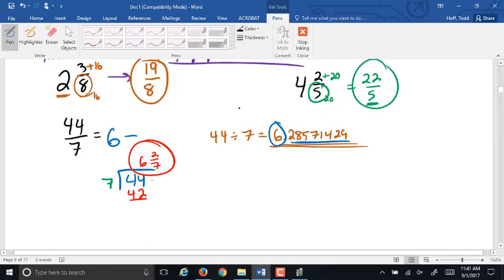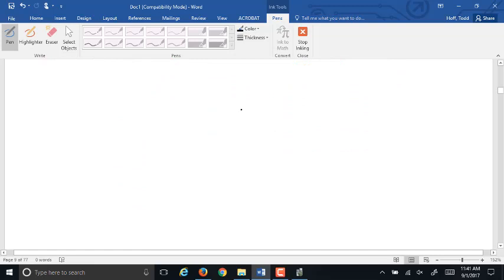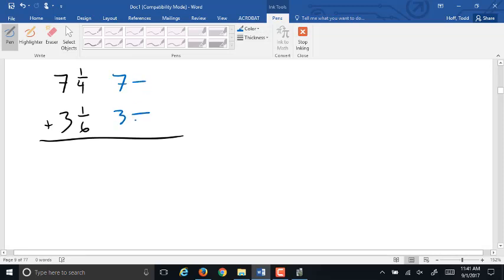Okay, so back to our addition. When we add with our mixed numbers, we might have 7 and 1/4 plus 3 and 1/6. We first need to find our common denominator again. What's that going to be for fourths and sixths? 12, good. What's this numerator going to be here on the 12? On top. 3, good. 4 times 3 to make 12, so 1 times 3 to make 3. How about down here? 2, good. 6 times 2 to make 12, 1 times 2 is 2.